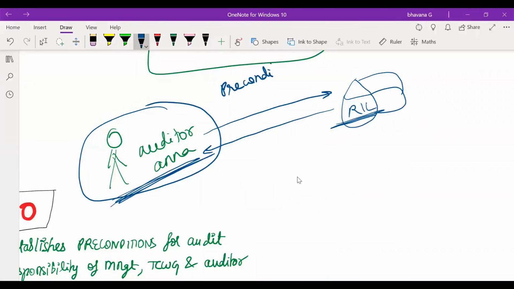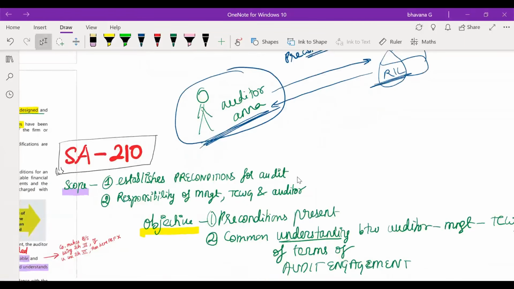That means there are a few conditions. Only if these conditions are fulfilled, it is better that you accept the audit. Only if these preconditions are fulfilled, you must accept the audit. Okay. So what is there in SA 200 is the preconditions for an audit. So whenever, before you accept an audit, you have to check whether these preconditions are fulfilled. Only if these conditions or preconditions are fulfilled, you must accept the audit.